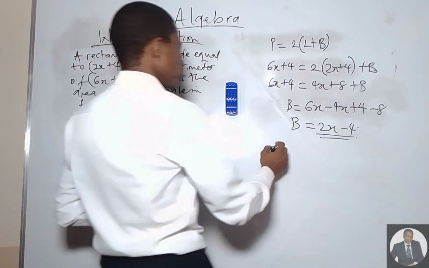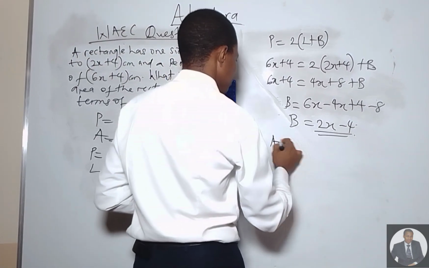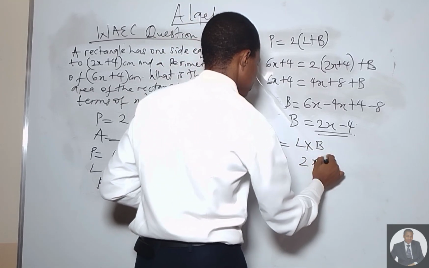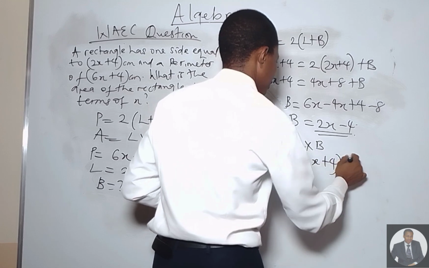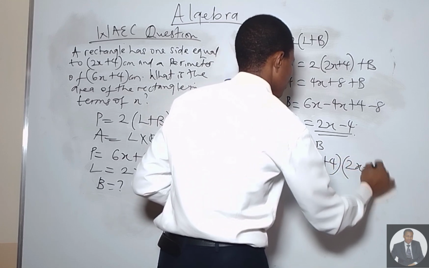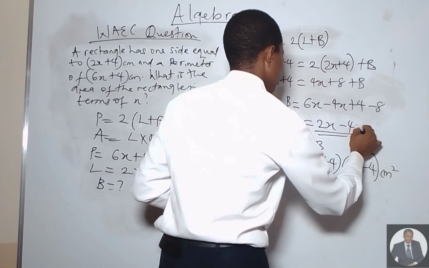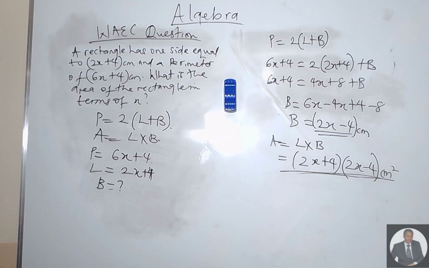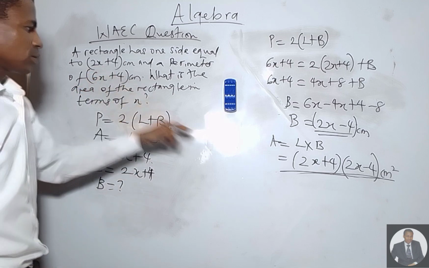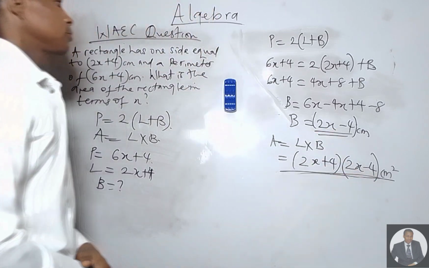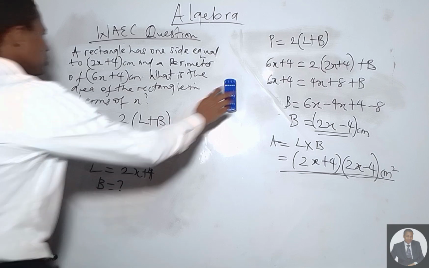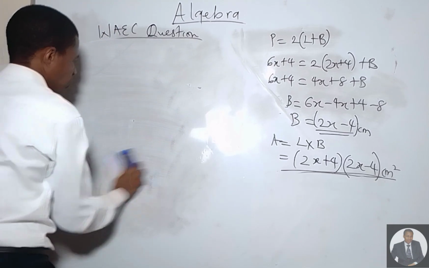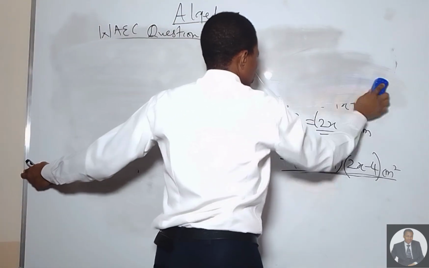Now we want to look for area. Area is length times breadth. What is the length? 2x plus 4, times breadth, 2x minus 4 centimeter square. This is our area. Length 2x plus 4, breadth 2x minus 4. That's our area. Let's look at yet another WAEC question on algebra.